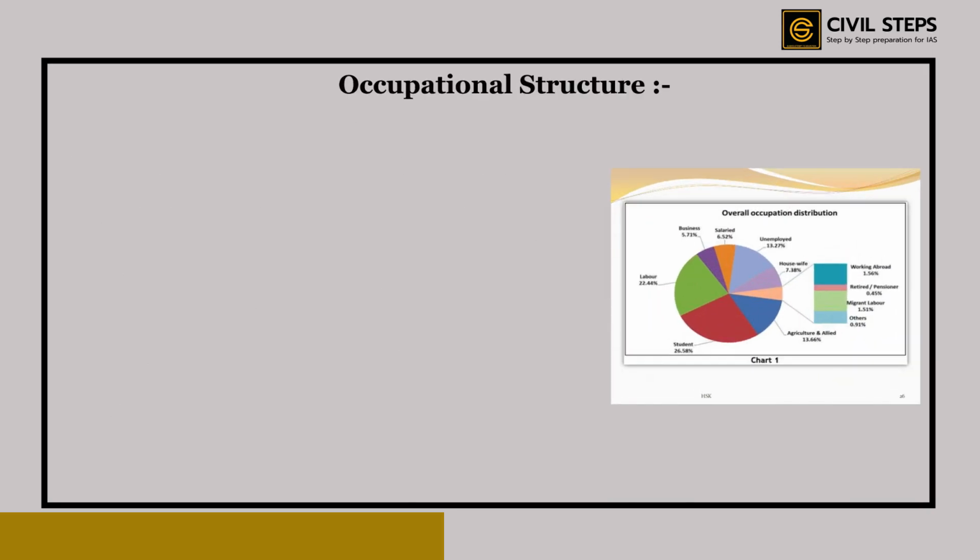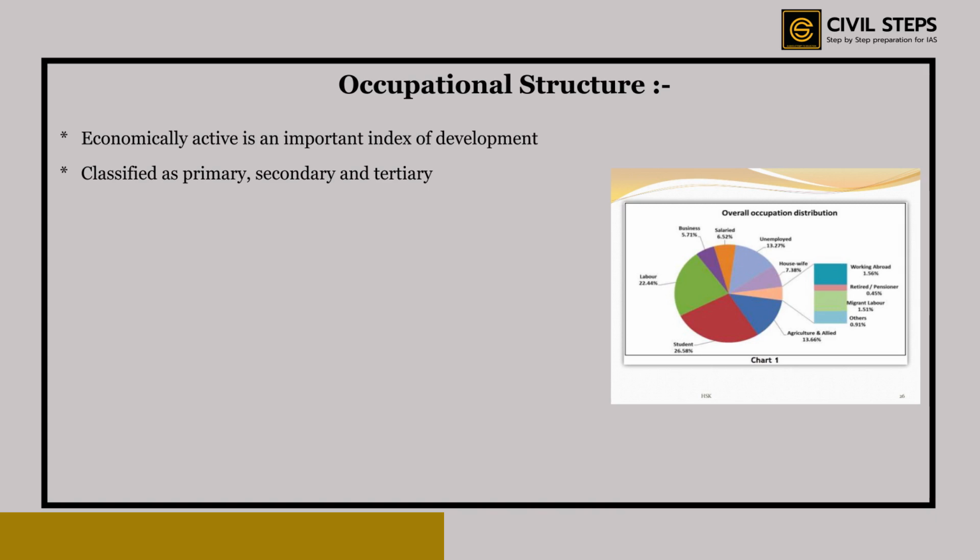Now, another aspect of the quality of population is the occupational structure. What do we mean by the occupational structure? The distribution of the population according to the different types of occupation is referred to as the occupational structure. The percentage of population that is economically active is an important index of development. Occupations are generally classified as primary, secondary, and tertiary.